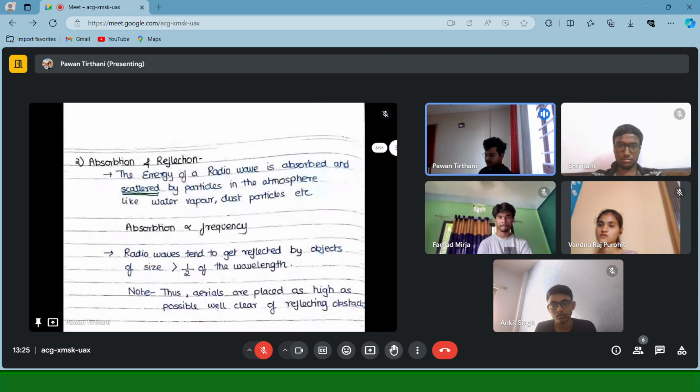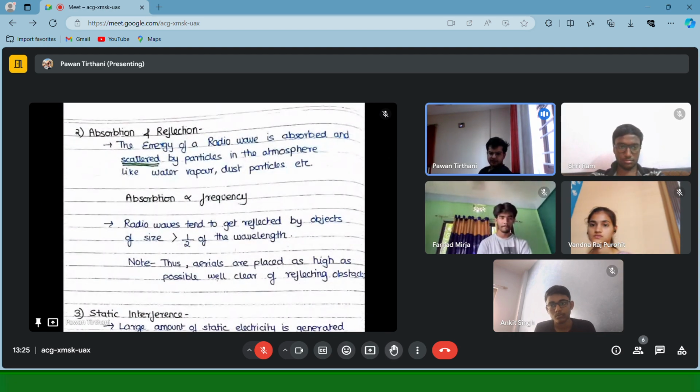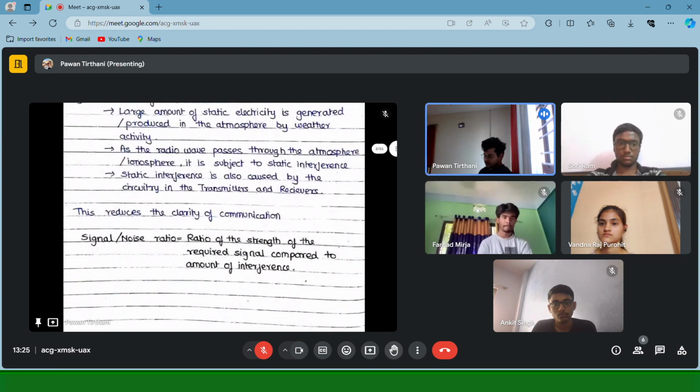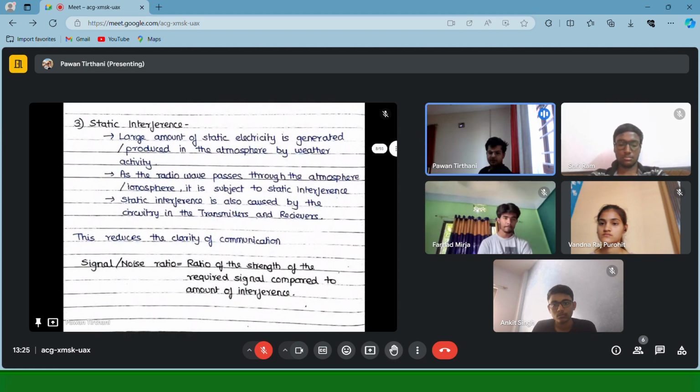Next, secondly, we have also studied absorption. We have studied reflection: what happens, how does it get reflected, and how does it get absorbed. We have also done station interference. How is it produced due to other radio waves, other transmitters, or natural phenomena like lightning and static charge buildup in the atmosphere.